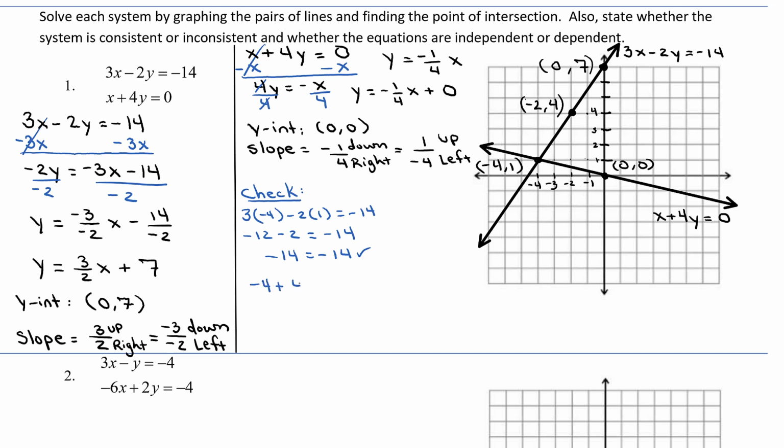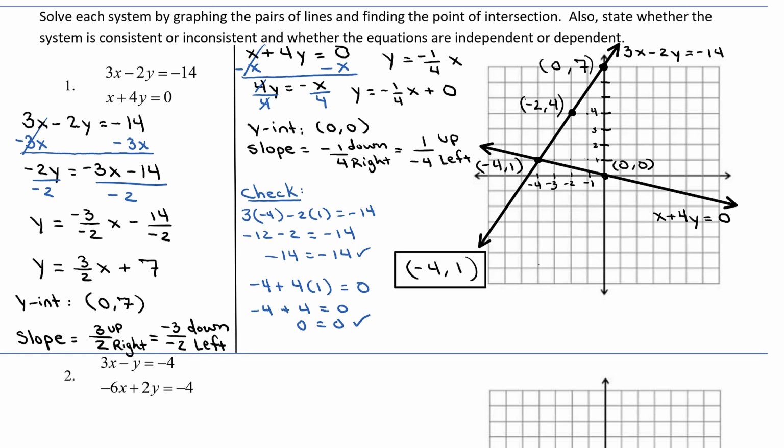Now we're going to check it in the second equation, which is the x plus 4y equals 0. So we get -4 plus 4 times 1 equals 0. And -4 plus 4 is equal to 0. So 0 equals 0. Yes, it's another true statement. So I am positive that that is the solution to the system. I'm going to box that in, that (-4, 1).